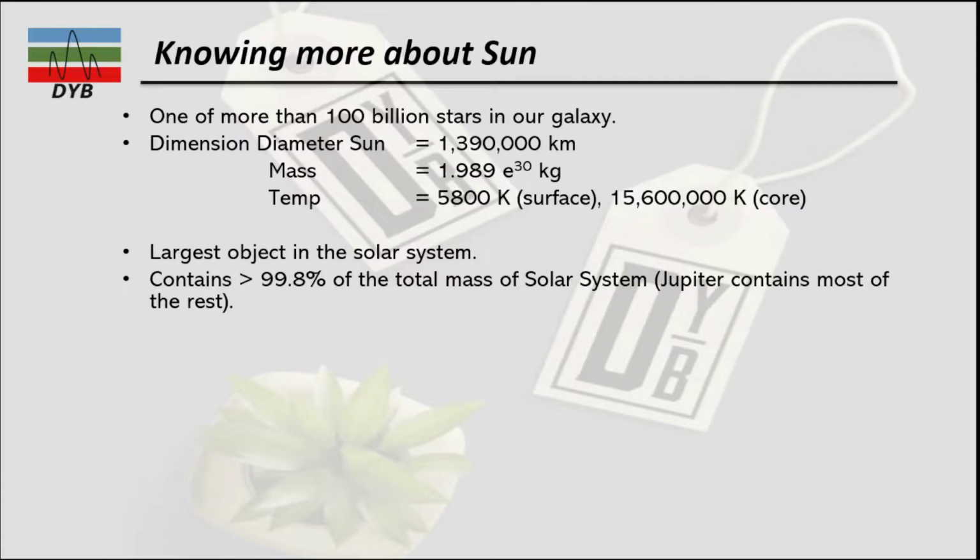The Sun contains more than 98% of the total mass of the solar system, and Jupiter contains most of the rest. If you look at the mass, 99.8% of the total solar system mass is contained by the Sun.